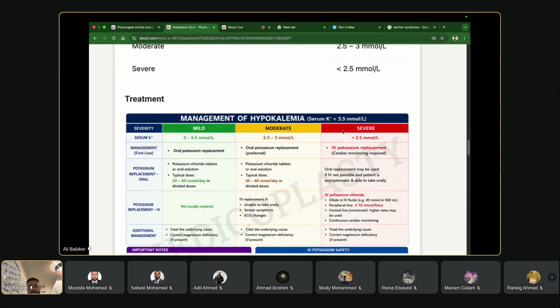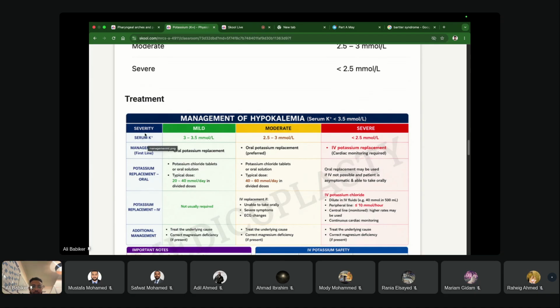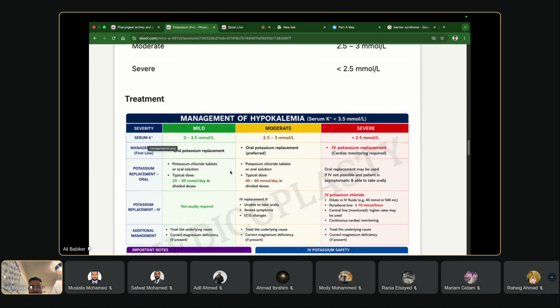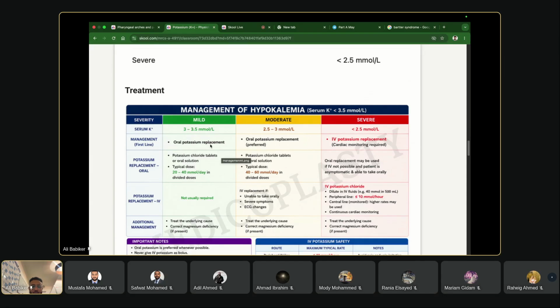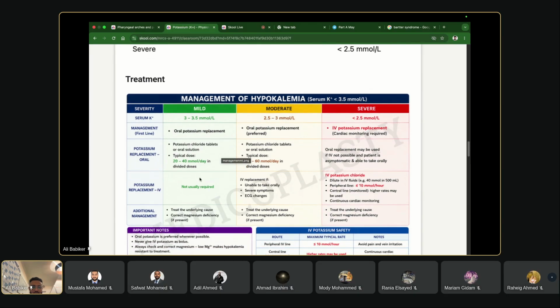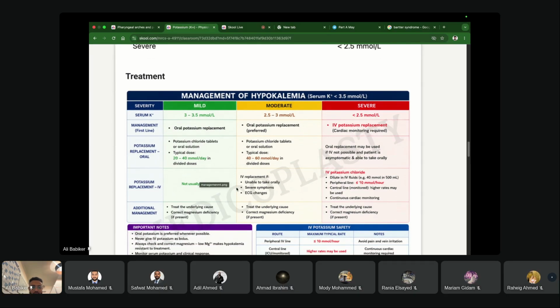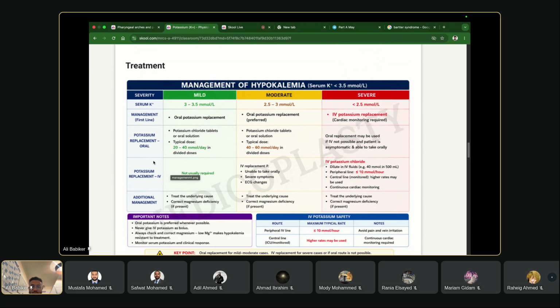Management of hypokalemia. Look, if it's mild, 3 to 3.5, you can give oral potassium. We call it Sando-K. Okay? Potassium chloride tablets or oral solution. Typical dose 20 to 40 millimole per day in divided doses. No need to give IV usually.